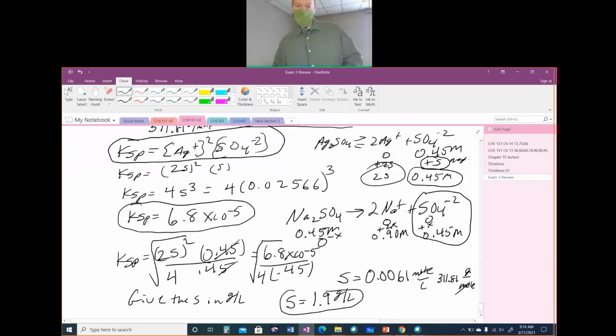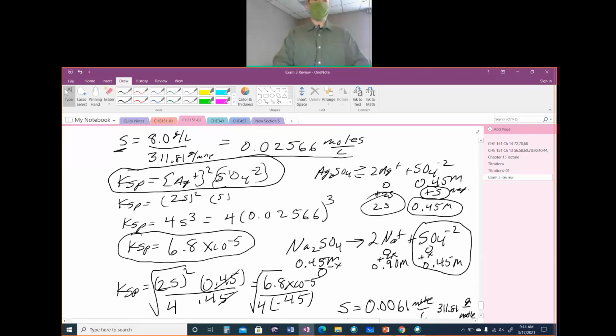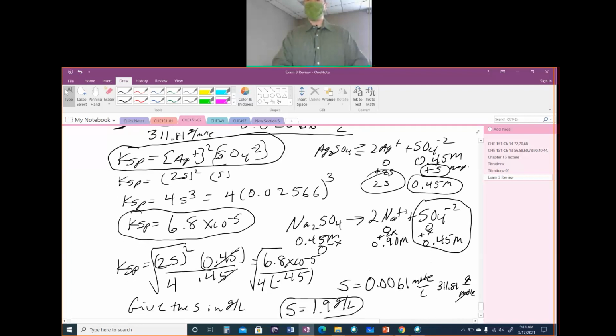All right, so the initial was 8. So they said that your solubility is 8 grams per liter in water. Now we solve for the solubility in a 0.45 molar sodium sulfate. And it went down. It went from 8 down to 1.9 gram per liter.